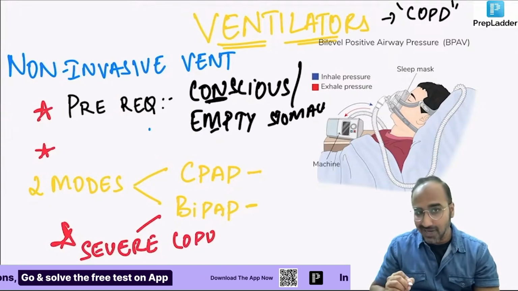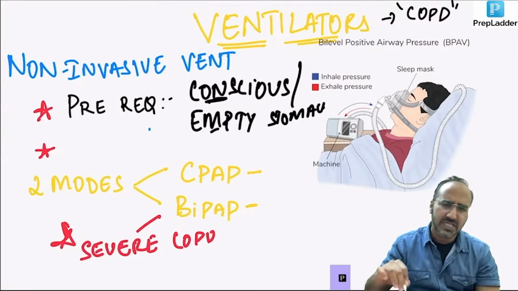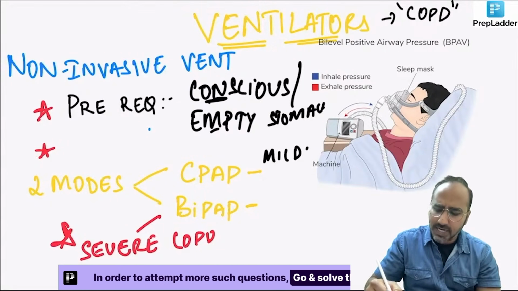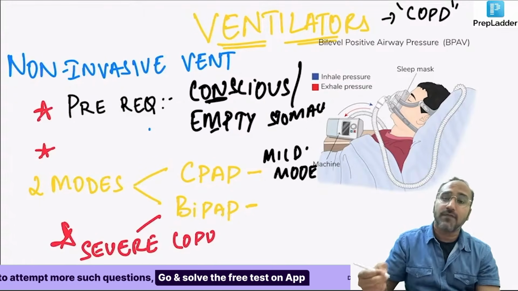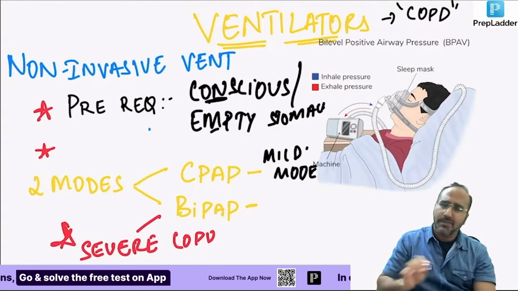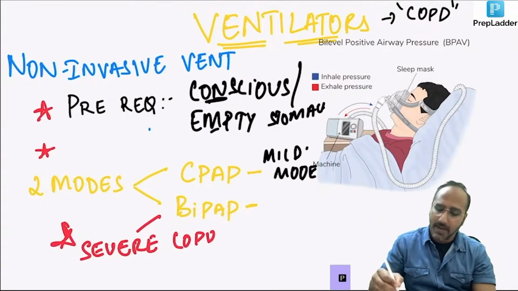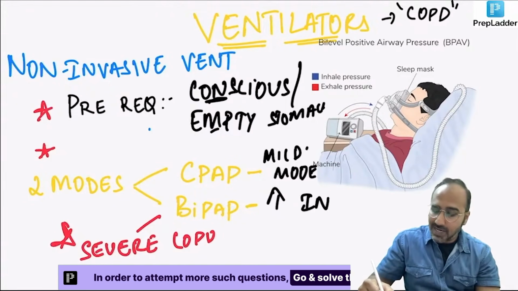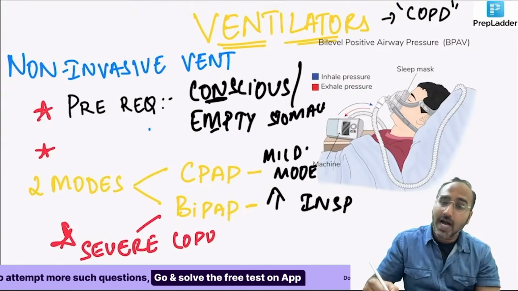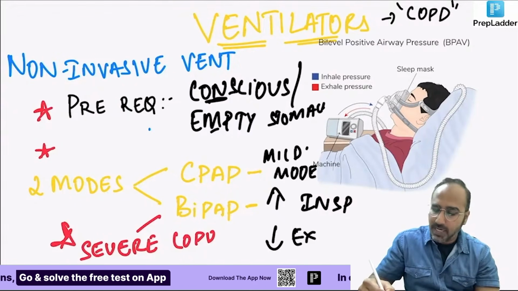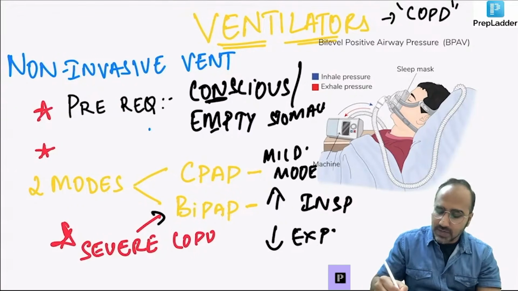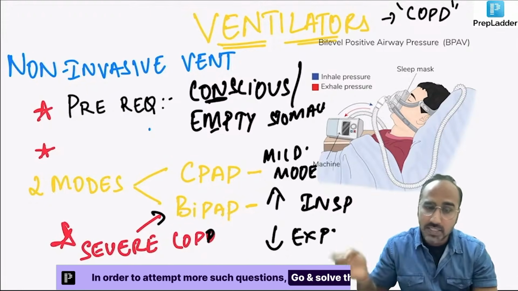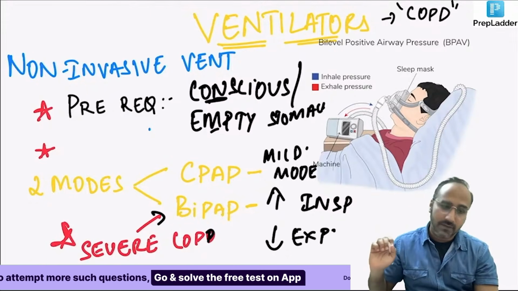And there are two modes in NIV. One is CPAP, the other is BiPAP. CPAP is continuous positive airway pressure, usually given for mild to moderate COPD. Whereas if the patient is not improving, the best mode for non-invasive is BiPAP. In BiPAP, there is inspiratory and expiratory pressure, where we give high inspiratory pressure and low expiratory pressure. It is used for severe COPD. But remember, guys, BiPAP is contraindicated if the patient is drowsy or full stomach.